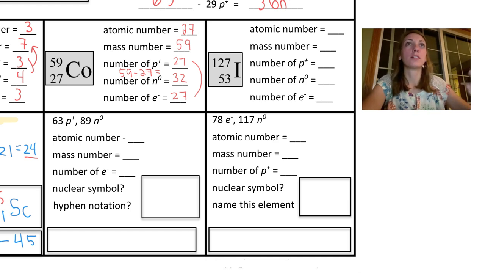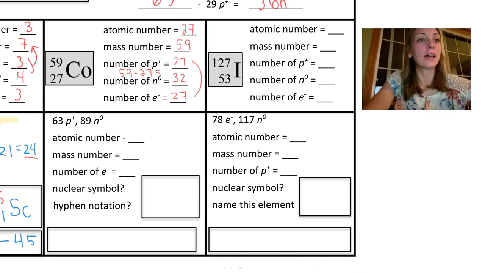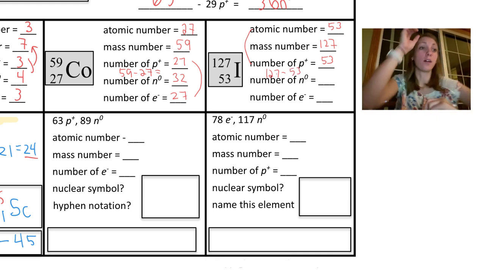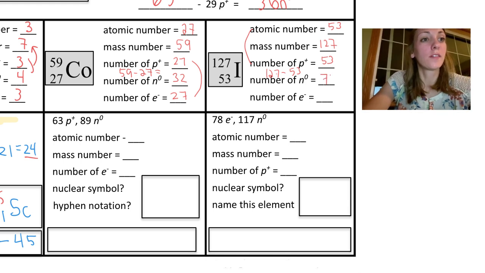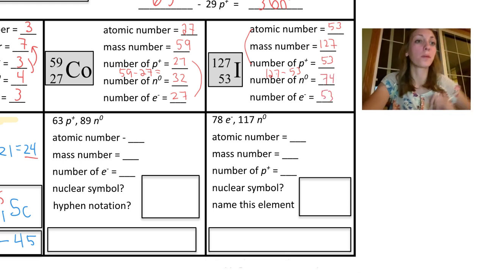Let's just go across to the other one that's similar. Iodine, atomic number is the bottom number, so that's 53. Mass number is the top number, so that's 127. 53, atomic number and number of protons are always the same. For neutrons, we've got a mass of 127. We take away the 53 of that mass that was from our protons, and that's going to leave us with 74 neutrons. And again, our electrons are equal to our protons because it is a neutral atom.